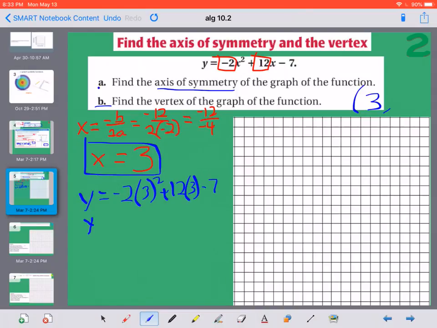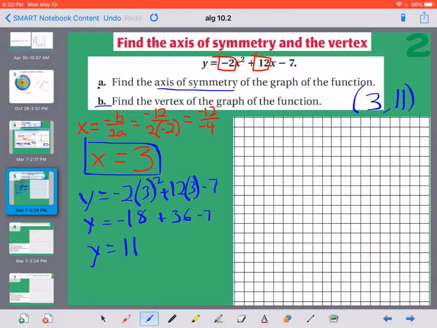Okay, so the first thing we got to do is do 3 squared, so that's 9, times negative 2, which is going to give us a negative 18, plus 12 times 3, which is 36, minus 7. So our y value is going to be negative 18 plus 36 minus 7, which is going to give us 11. So our vertex is going to be at (3, 11).